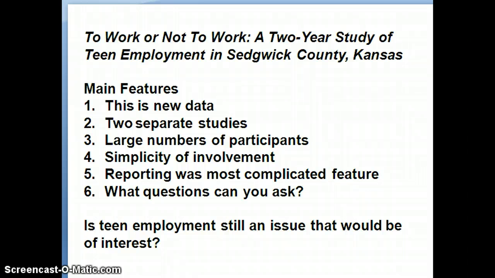Retrospectively, if I were to do that today, we'd probably create a website or a streaming video and report a lot of it that way. But remember, 13 years ago, those things were not available. And then what questions should you ask?